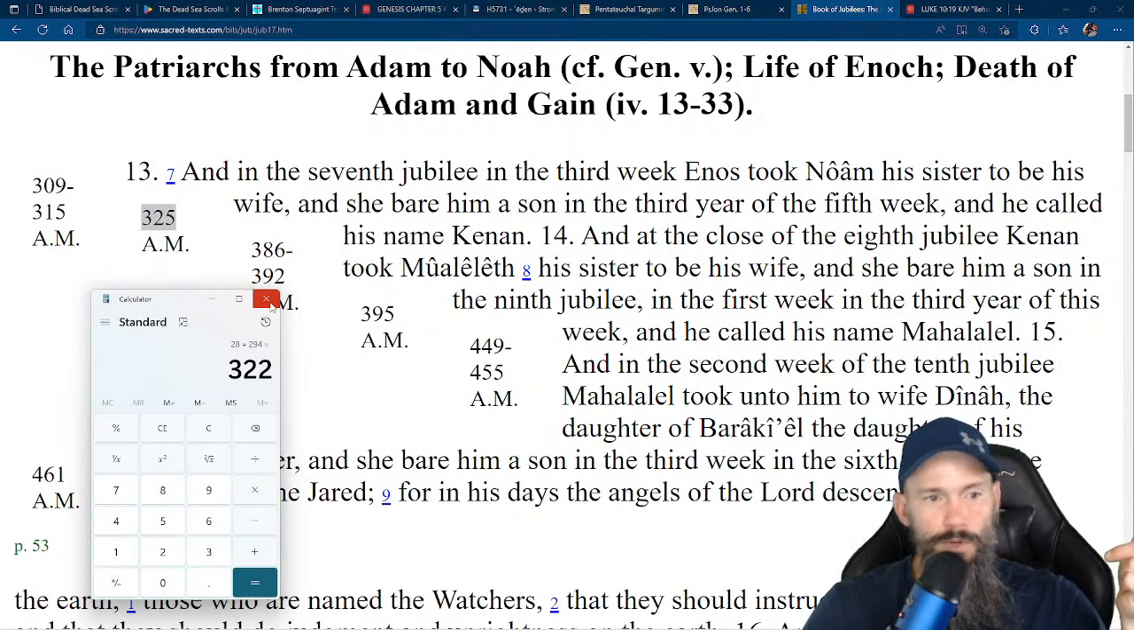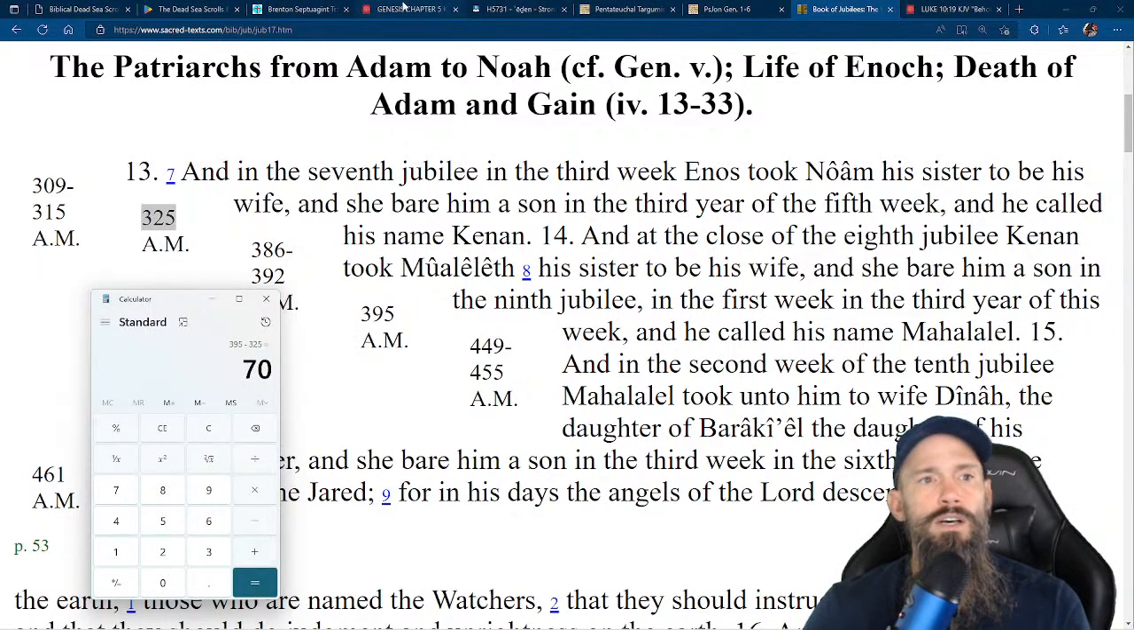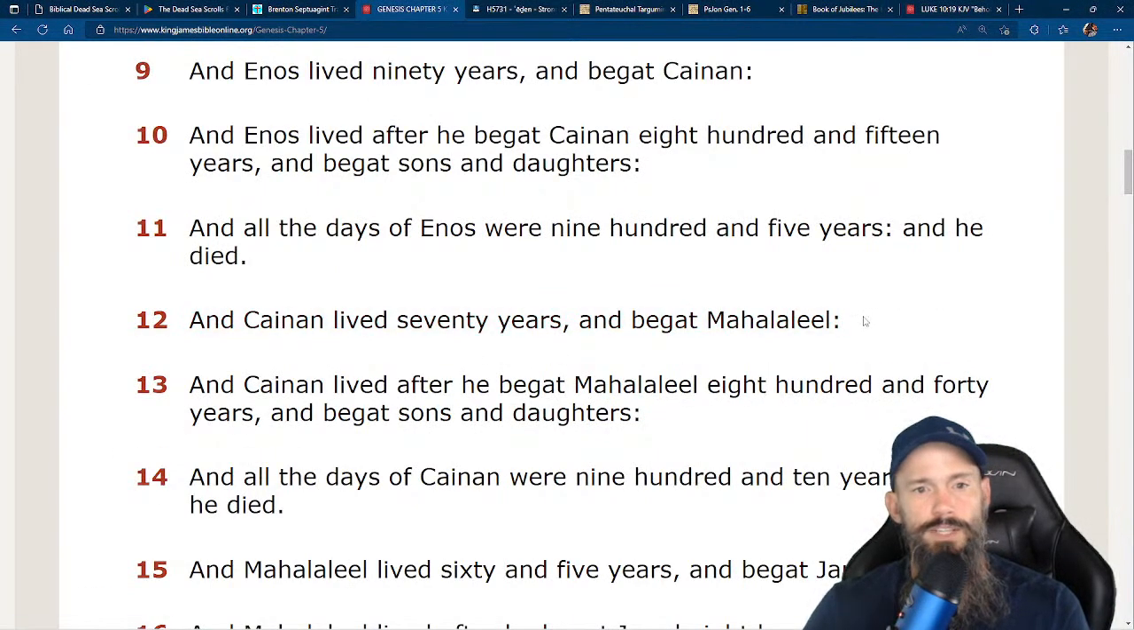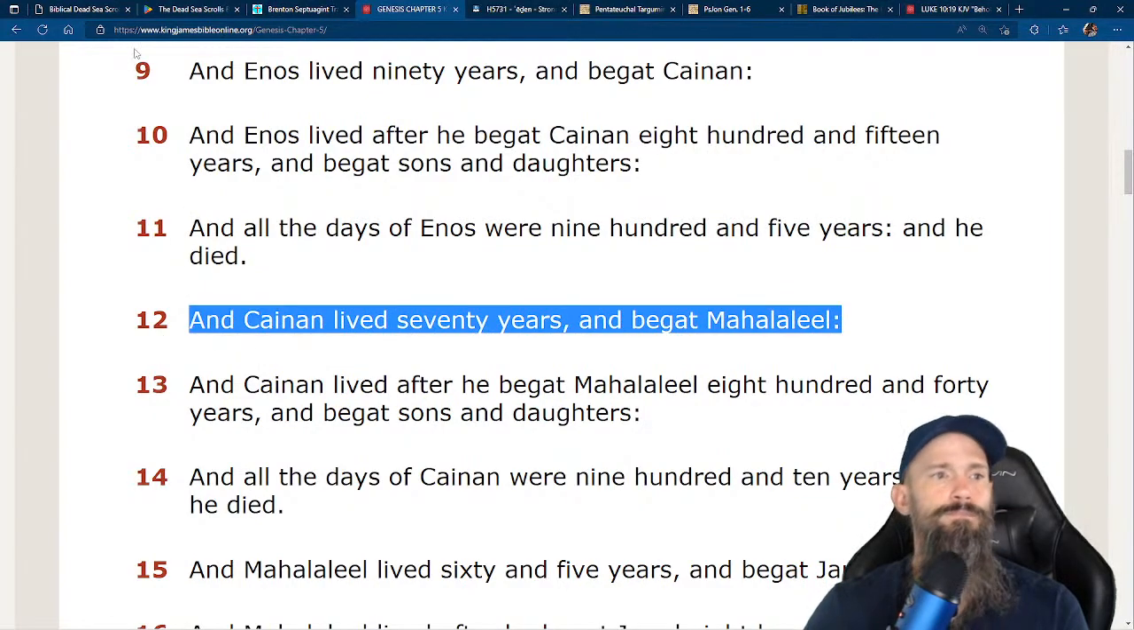So Cain is born 325, and then 395, Canaan has a son. So 395 minus 325 equals 70. 70 years. Canaan lived 70 years and begot Mahalalel.